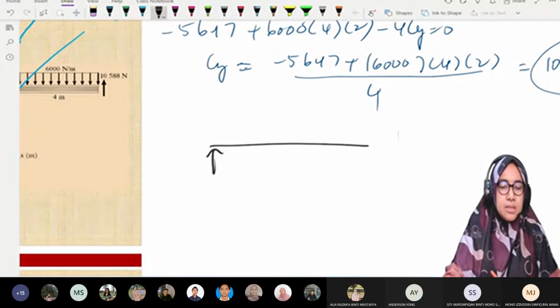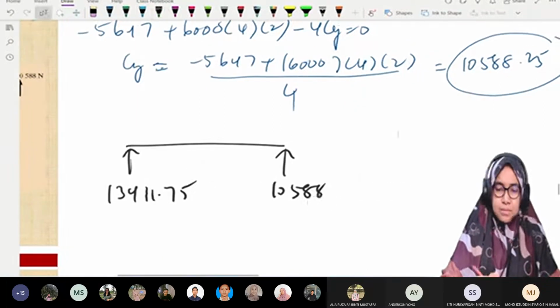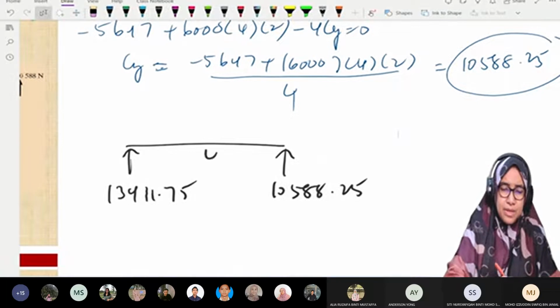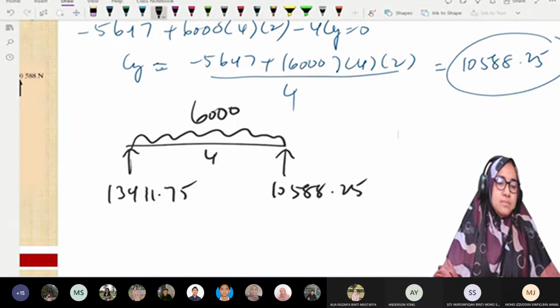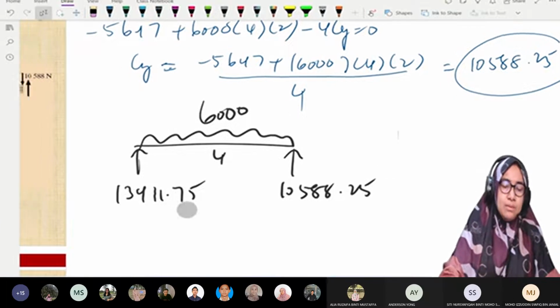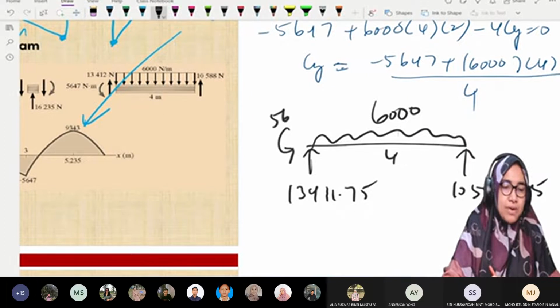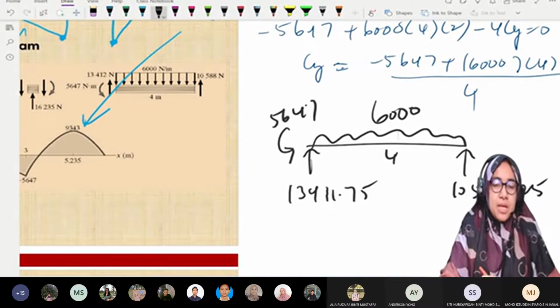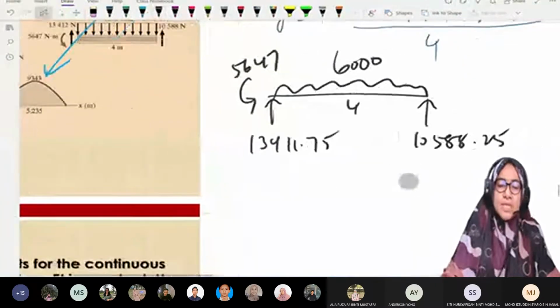Okay, this is 13411.75 and 10588 dah tadi, 0.25. This is 4 meter. This is 6,000. Okay, moment tadi negative 5647.